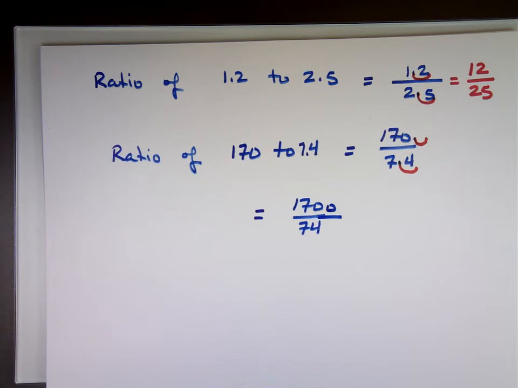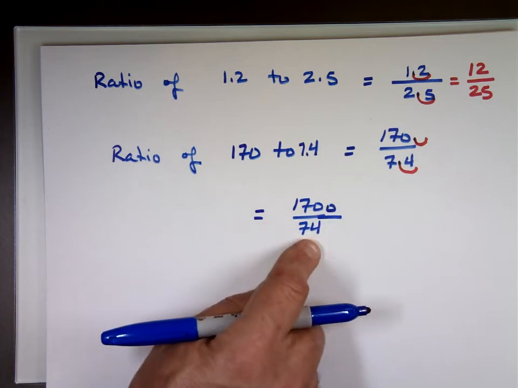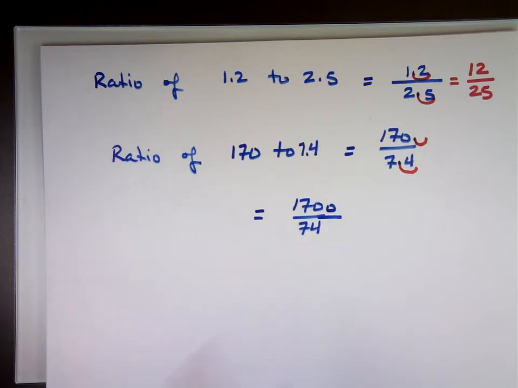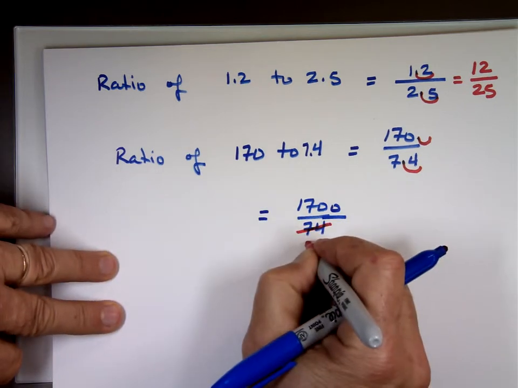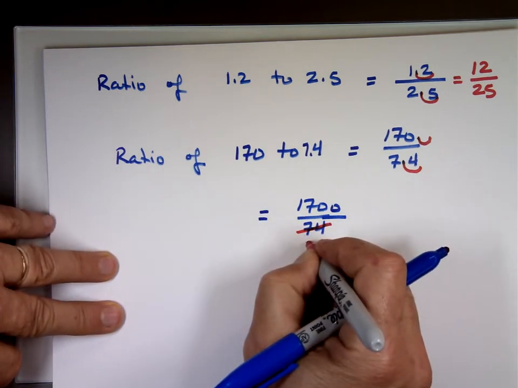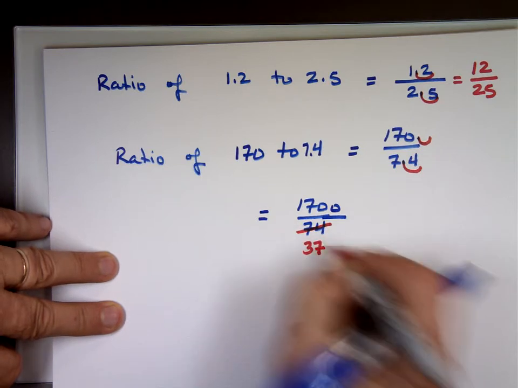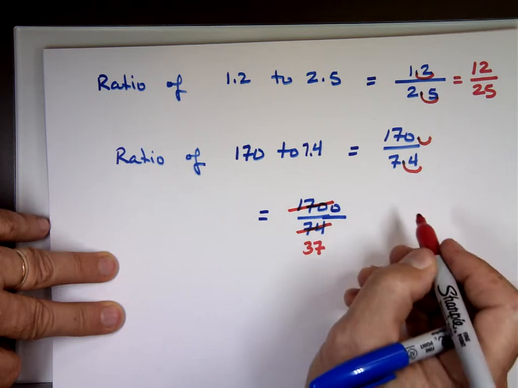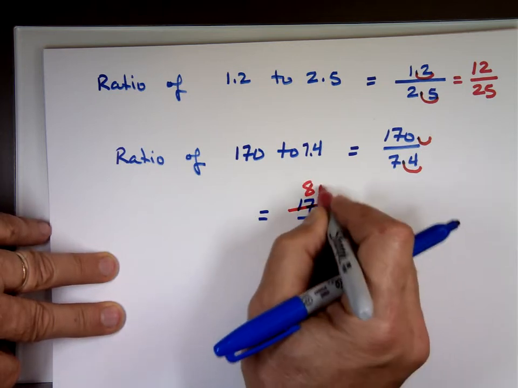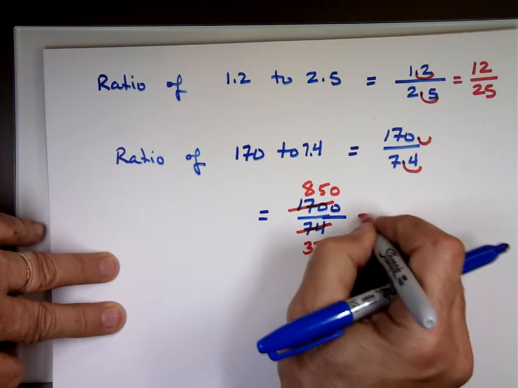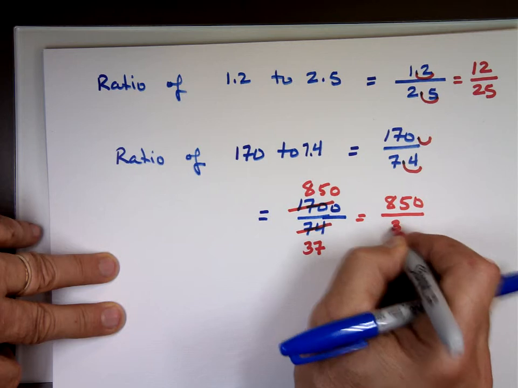Now you can simplify that, because notice the last digit is what? Even. You can divide them by 2. By 2, this is what? 37. And by 2, 8 times 2 is 16, that'll be 850. So the ratio is 850 to 37.